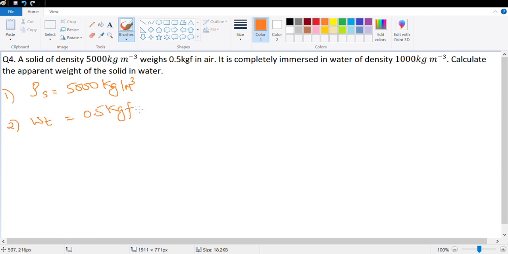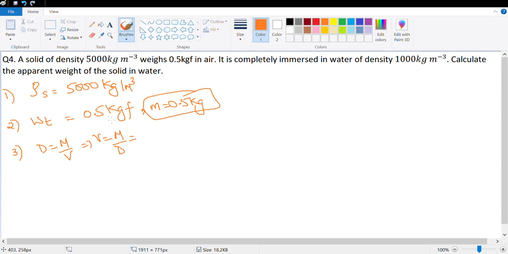It is completely immersed in water of density 1000 kg per meter cube. So we'll need to calculate the volume. We know density is equal to mass upon volume, which means volume is equal to mass upon density. If weight is this much, mass will be equal to 0.5 kg, and that's why we're getting the weight as 0.5 kgf. Weight is equal to mass into gravity.